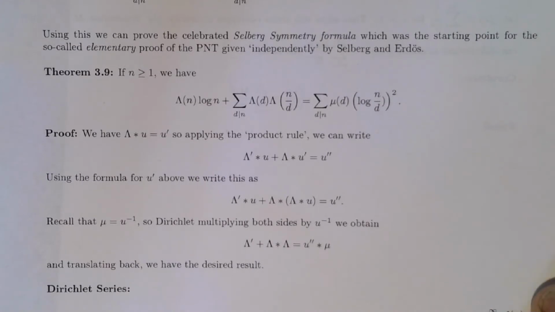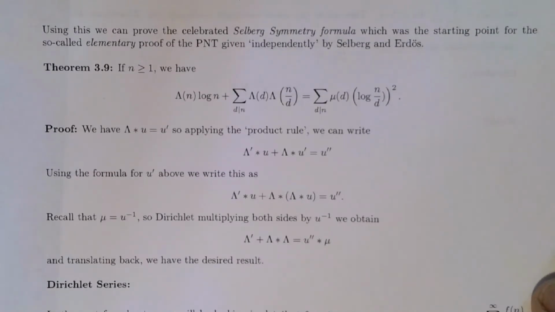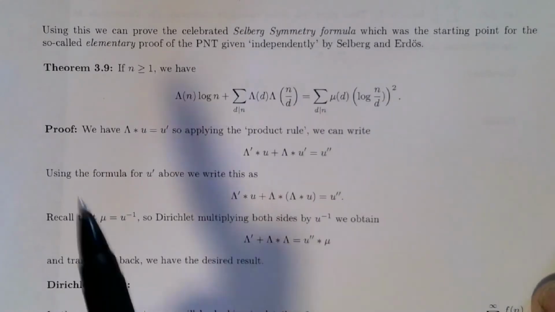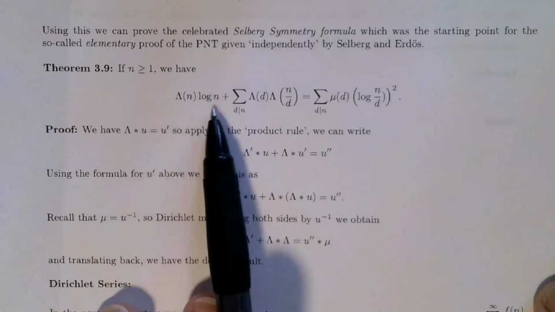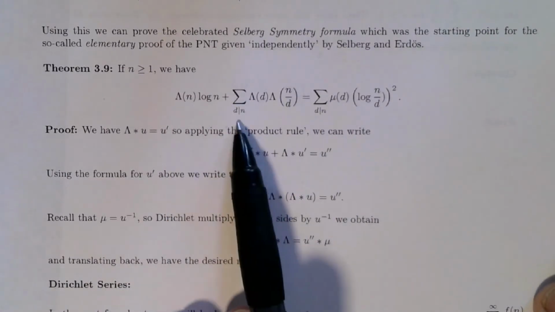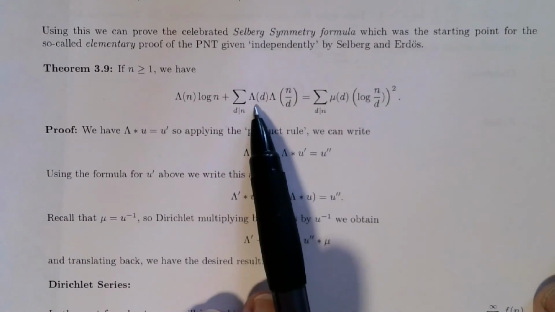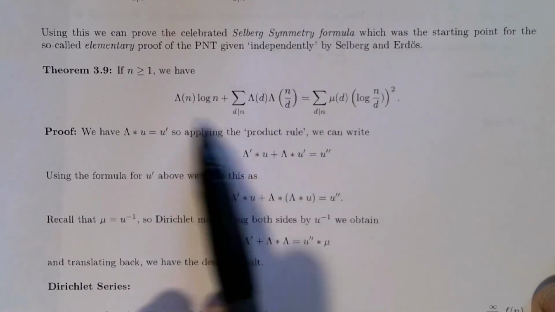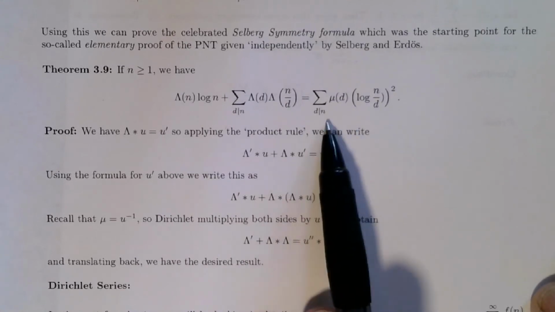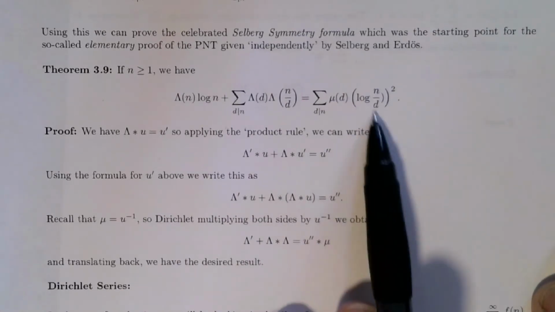We might have a look at a bit of this later on in one of the later chapters. It connects together the von Mangoldt function times log of n plus the sum over the divisors of the von Mangoldt function times the von Mangoldt function of the cofactor, and that sum is equal to the sum over the divisors of mu d times log n over d, all squared.